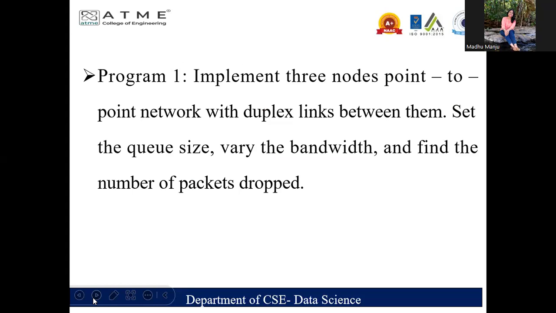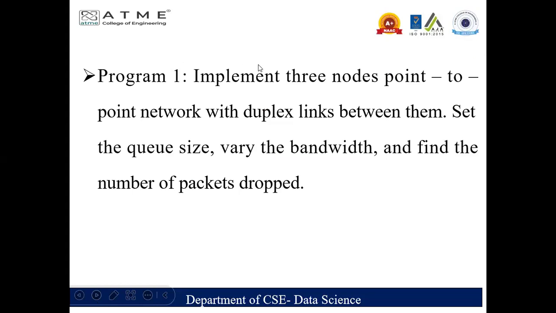So the first program is to implement a 3 nodes point-to-point network with duplex links between them. Set the queue size, vary the bandwidth, and find the number of packets dropped. So here mainly we are going to set up a network where we will have 3 nodes, and each node will be connected point to point, where we are going to use the duplex link between them.